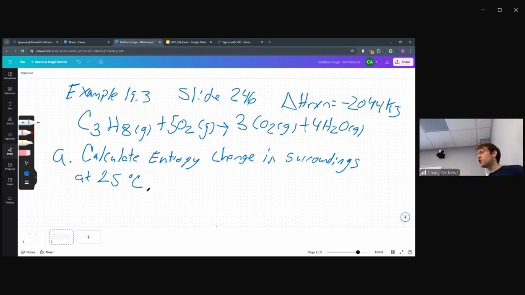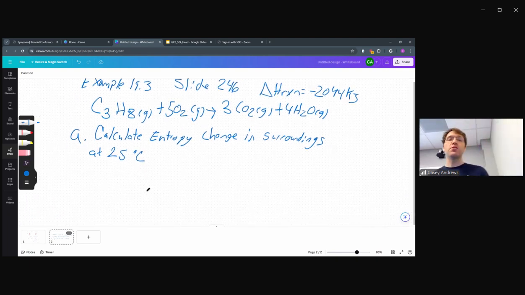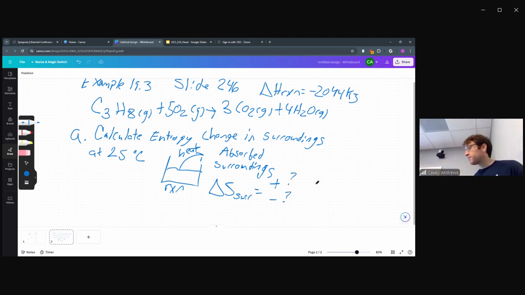So just before we do any numbers, let's think about this theory-wise, because if you understand the theory and what's going on, that can help you make sure your numbers are correct when you do a calculation. So we have our reaction and it's releasing heat. And so that heat is being absorbed by our surroundings. So without doing any calculation, based on just this setup, do you think the entropy of our surroundings increases? Or do you think the entropy of our surroundings should decrease if heat's being released to it?